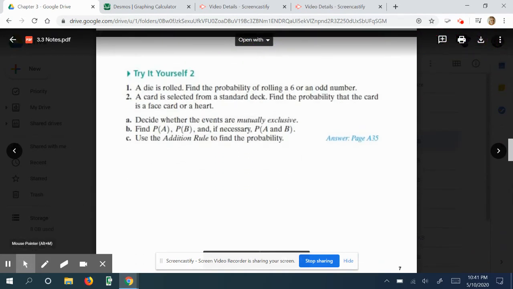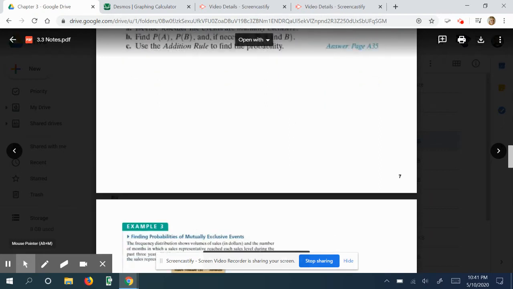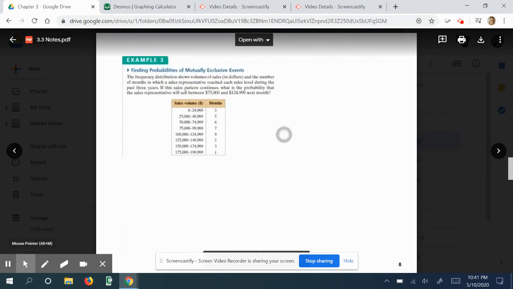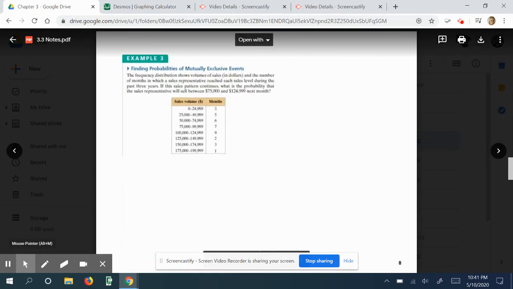Here are a couple guided practice problems that you can try too. Now, it says find the probability of mutually exclusive events. The frequency distribution shows volumes of sales in dollars and the number of months in which sales representatives reached each sales level during the past 3 years. If the sales pattern continues, what is the probability that the sales representative will sell between 75,000 and 124,999 next month?